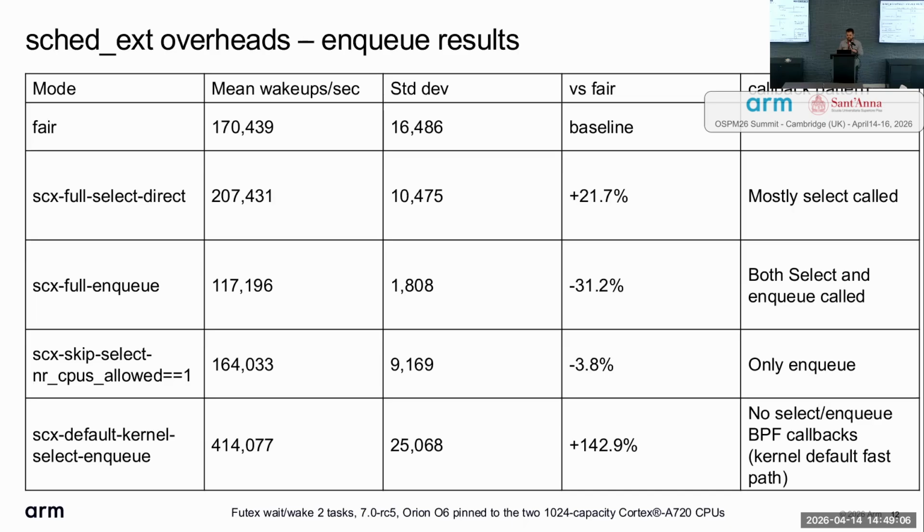And also this is technically an asymmetric system. So the wake up path, the fair is just really as a comparison. I don't mean to say that the fair wake up path is worse than ShedX. This is just to see what the NQ callbacks really cost.